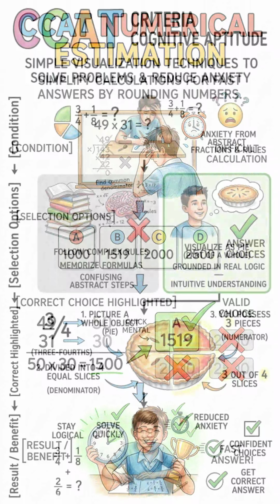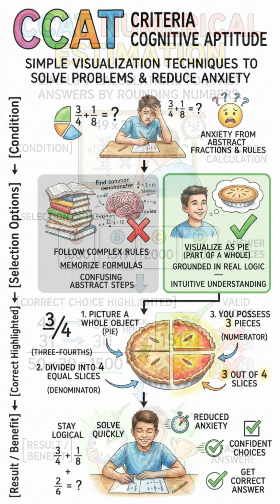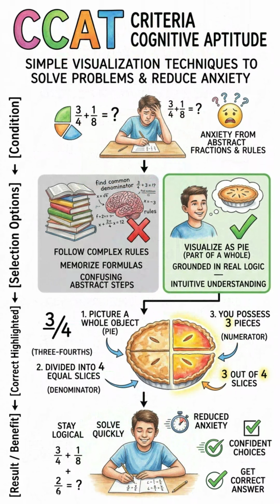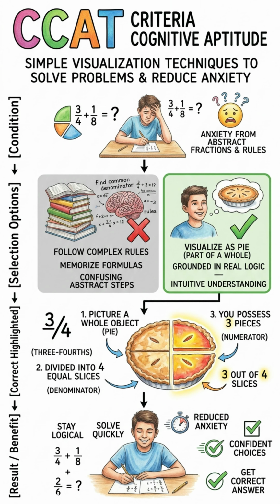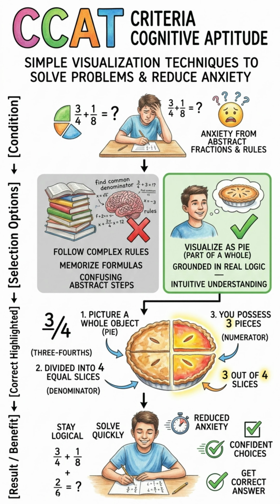Fractions frequently appear on the test, and they often cause unnecessary anxiety for test takers. The best way to handle a fraction is to visualize it simply as a piece of a pie, representing a part of a whole. When you see a fraction like 3/4, do not just see numbers on a page, but picture an object divided into 4 equal slices, where you possess 3 of them. This visual approach prevents you from getting lost in abstract rules and keeps your logic grounded in the real world.